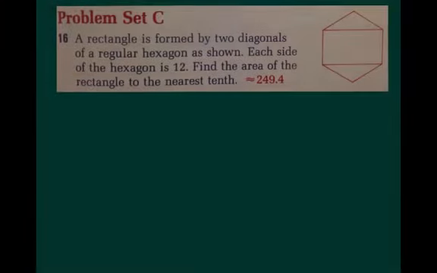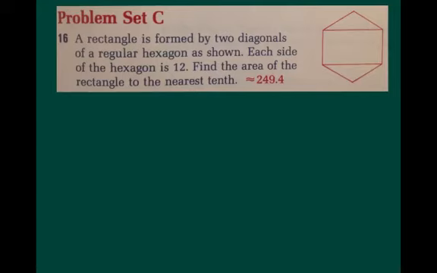Okay, number 16 on page 515, they ask us to find the area of the rectangle formed by drawing two diagonals of a hexagon. Now we know that each side of the hexagon is 12. We're given that. So we have to find the length of these diagonals so that we can use our formula for the area of a rectangle.